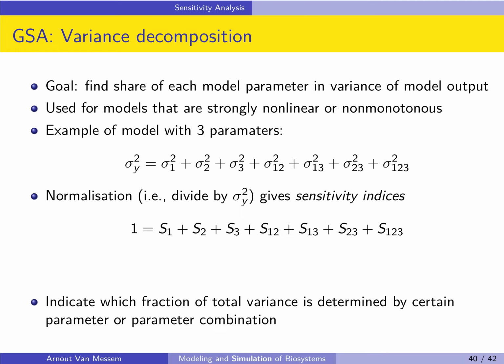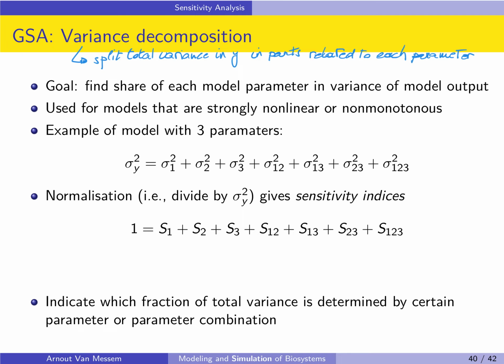And then the third method that we will describe is variance decomposition. Here what we will do is split the total variance in the output into parts which are related to the different parameters. So we will try to find the share of each model parameter in the total variance of the model output. Since the previous methods are all some sort of linear approximation, this variance decomposition method is mostly used if the model is strongly nonlinear or non-monotonous, so there are a lot of ups and downs in the model.